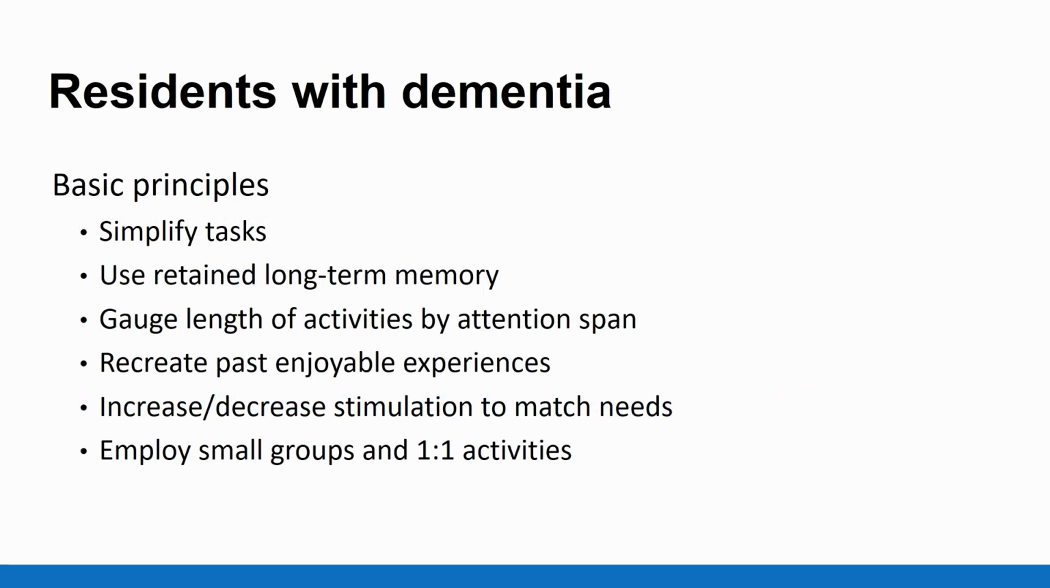As before, CMS is very clear that residents who are unable or unwilling to develop their own activity plan must be helped. Some basic principles related to dementia care are simplifying tasks and activities to match the person's current level of cognitive and physical function, using retained abilities and long-term memories, and using attention span to gauge the length of programs. The point is that staff need to adapt what they do to match the person with dementia's needs, preferences, and characteristics.